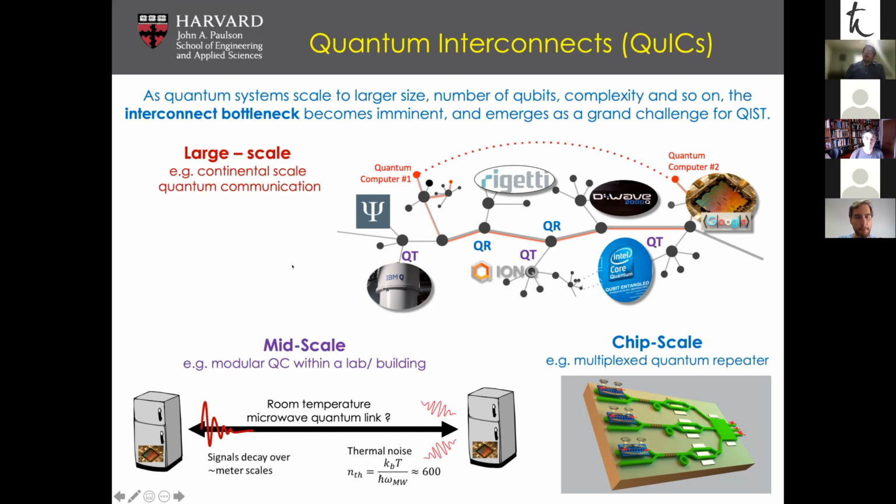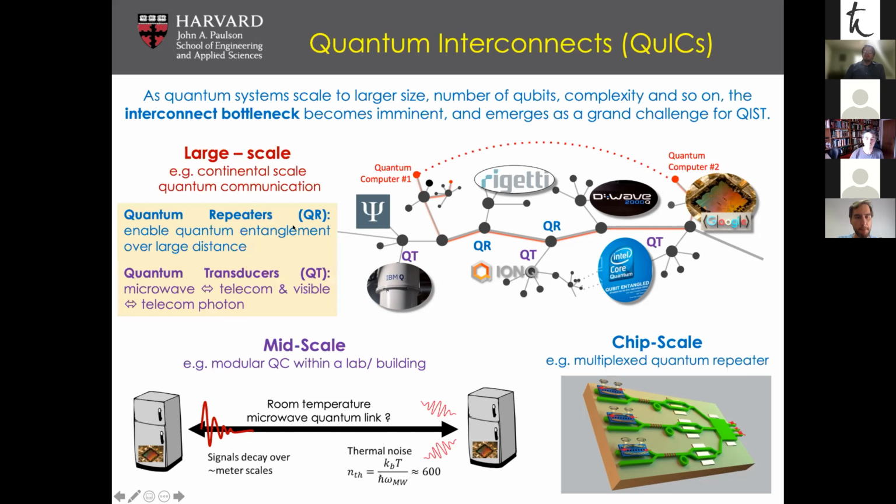So here we are working on developing two main components. One is a quantum repeater node, and the other one is a quantum transducer. A quantum transducer would allow you to connect, for example, superconducting qubits using optical fiber, and a quantum repeater would allow you to extend the reach of a quantum network beyond what's limited by optical losses.